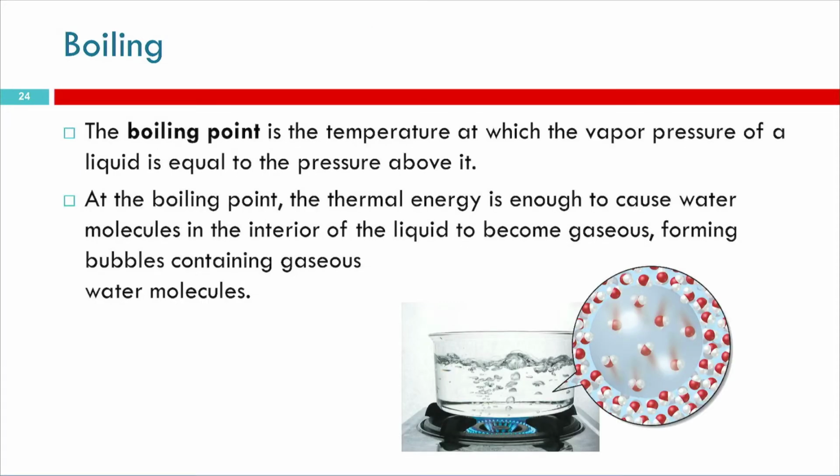The boiling point of a liquid is the temperature at which the vapor pressure of a liquid is equal to the pressure above it. At boiling point, the thermal energy is enough to cause the water molecules in the interior of the liquid to become gaseous, forming bubbles containing gaseous water molecules. So when the vapor pressure of your liquid reaches atmospheric pressure, in most cases, that is when water boils.